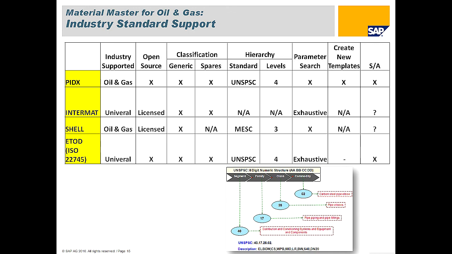And the solution we are proposing is based on the industry standard. There are 4 different industry standards specific to oil and gas. One is PIDEX, and Shell provides a standard, and there is an ISO standard. Our solution is based on PIDEX and UNSPSC. UNSPSC is a 4-level hierarchy standard, and PIDEX goes well along with UNSPSC. That's why we have chosen these two to define the material standard.